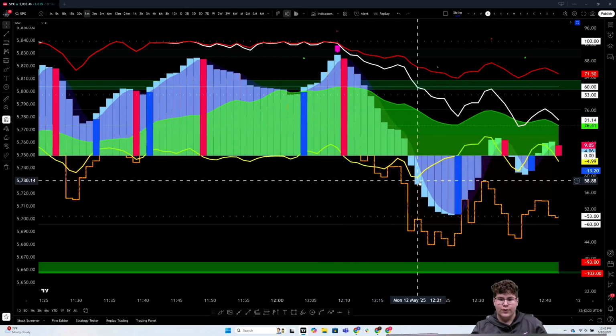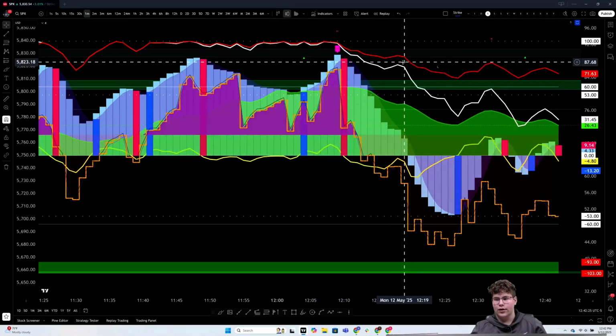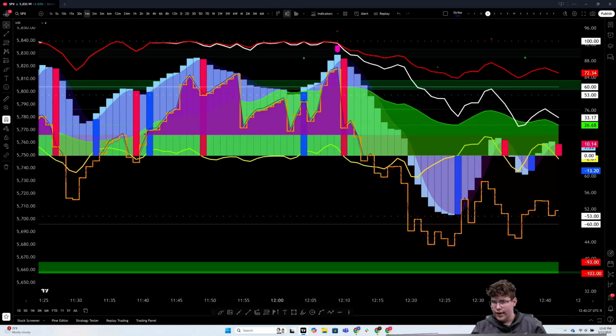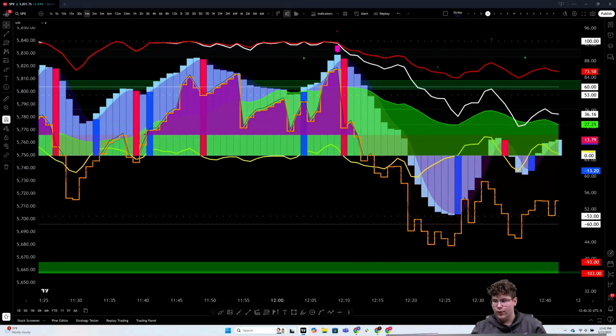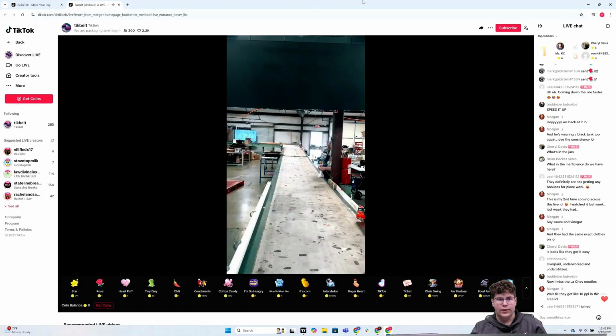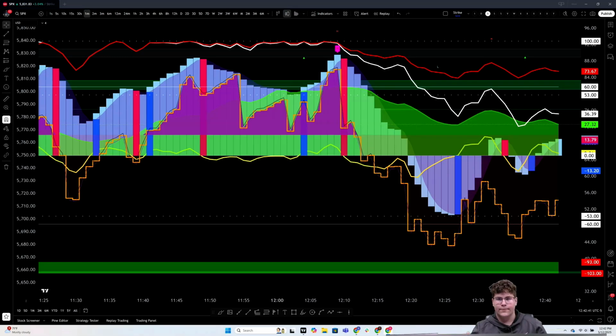Also, what you can see here are RSIs. RSIs basically tell you exactly where in the market things are going to go. I feel like that might be self-explanatory.